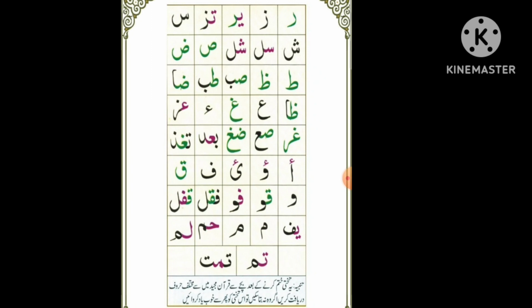Then we have fa, qaf, wow, qaf, wow, fa, wow, fa, qaf, lam, qaf, fa, lam, ya, fa, mim, mim, ha, mim, lam, mim, ta, mim, ta, mim, ta. Okay, so this way you have to read this lesson.